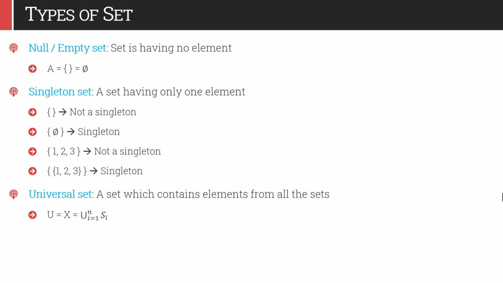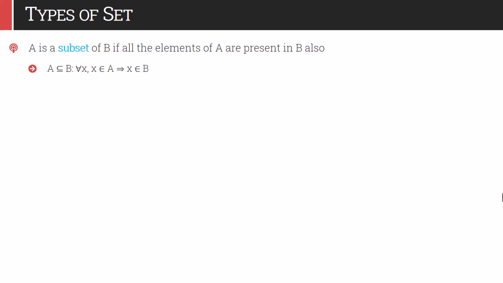And typically we use symbol capital U or capital X to represent the universal set. And sometimes it is also referred to as a universe of discourse. We can say A is a subset of another set B if all the elements of A are present in B also. So mathematically we can write A is a subset of B if for all X, if X belongs to A, that implies X must be in B as well. Then only we can say A is a subset of B.